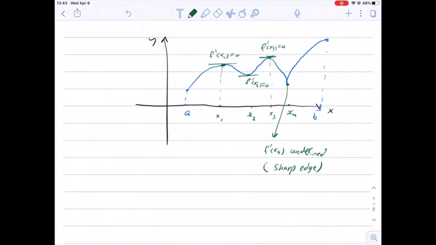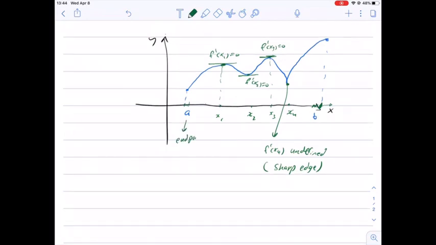Now what about the endpoints? At the endpoints of the closed interval, the derivative does not exist. We don't know anything about the derivative to the left of the point a. Similarly, we don't know anything about the derivative to the right of b, but we know the derivative to the left of b. In order for the derivative to exist, it should exist from left and from right. So here the derivative exists from one side. That means the derivative does not exist at the endpoint. So this is an endpoint and this is another endpoint. Okay.